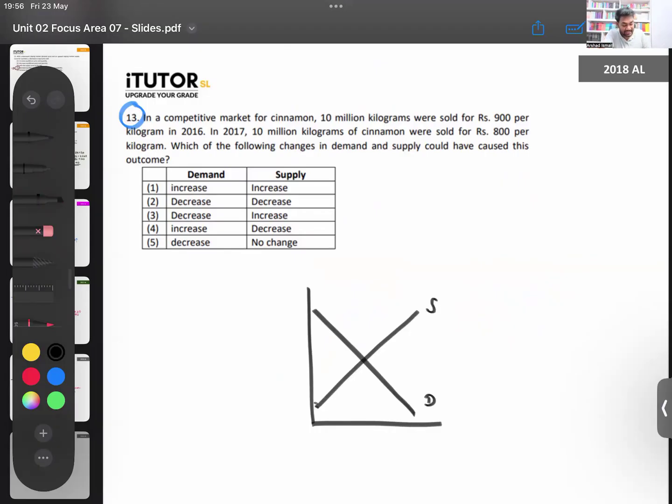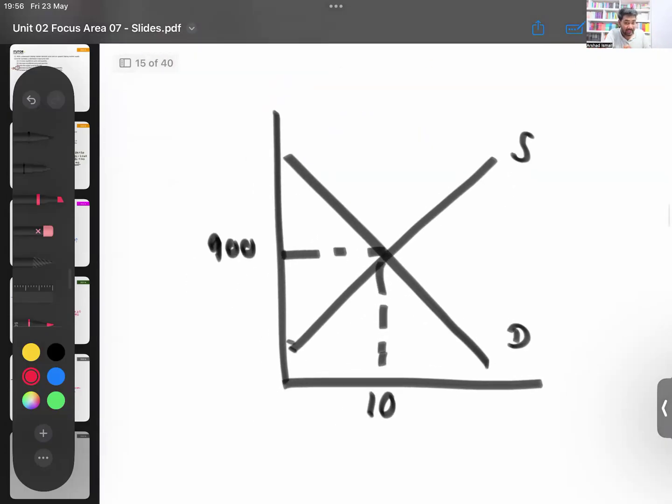So right now they are saying in 2016, 10 million kilos were sold at 900. Okay, so at 900 rupees, they were selling 10 million kilos. That was the equilibrium, sold, buy and sell. Now they are saying, look carefully. Now they are saying in 2017, same 10 million were sold, but at only 800 per kilo. So in my graph, if I am to show that at 800, 10 million means somewhere around here.